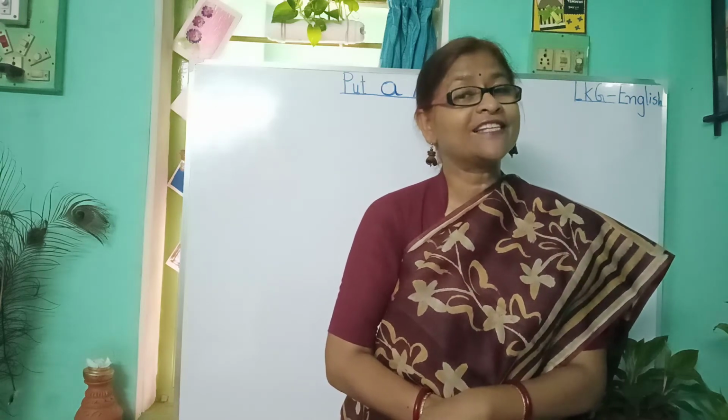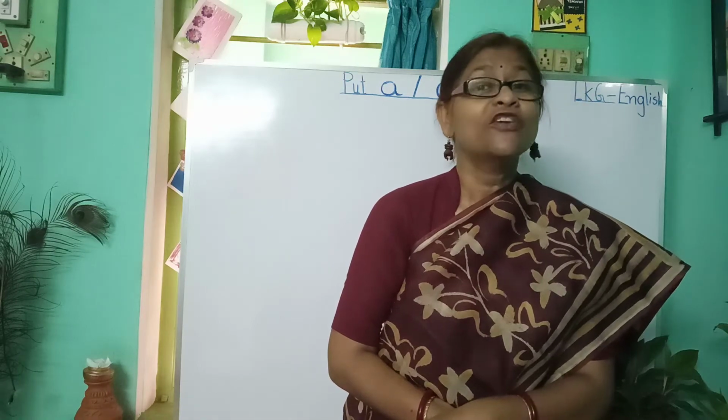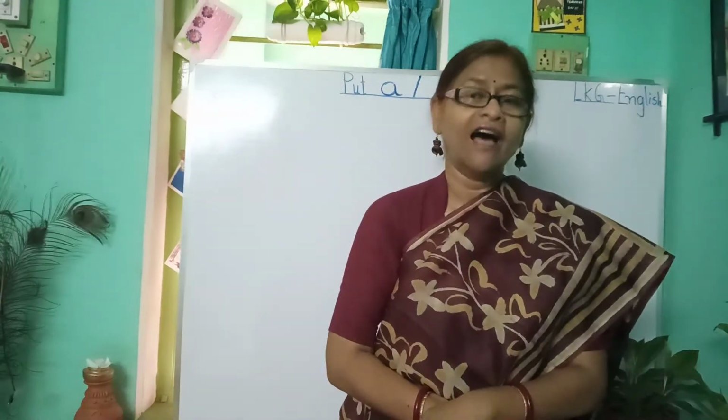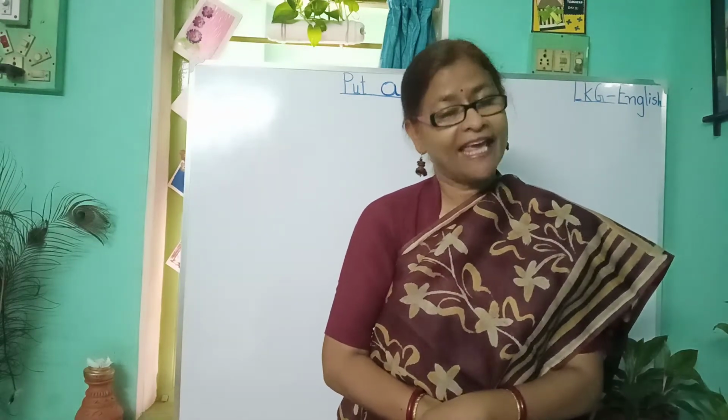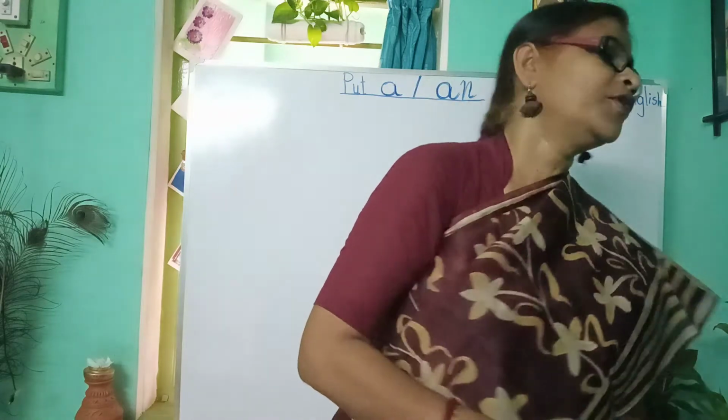How many vowels are there in the English alphabet? There are 5 vowels: A, E, I, O, U. Look at the board.